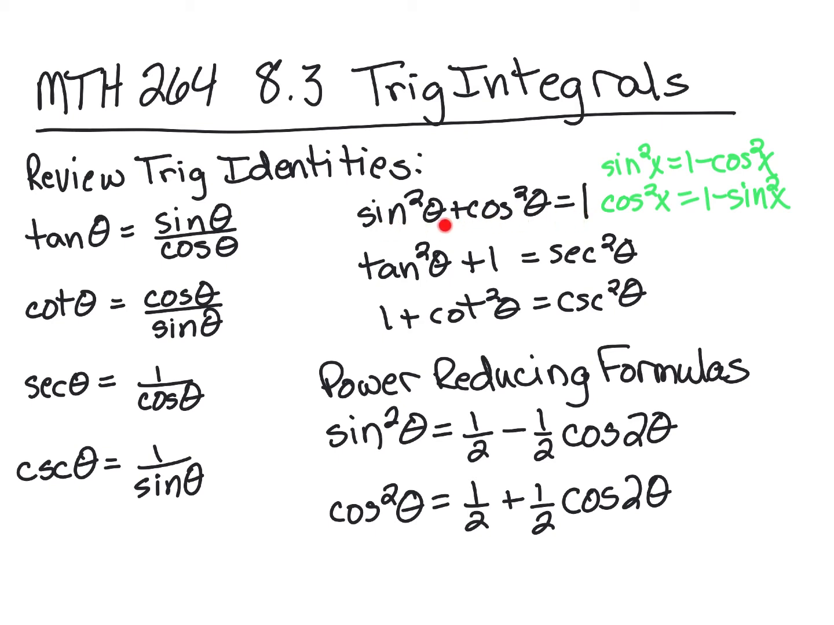If you divide all of this by sine squared, you'll get 1 plus cotangent squared equals cosecant squared right here. And you'll also use things like cosecant squared minus cotangent squared equals 1, or more likely cosecant squared minus 1 equals cotangent squared.